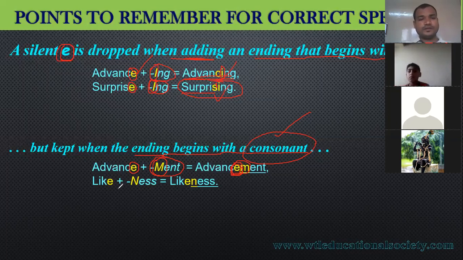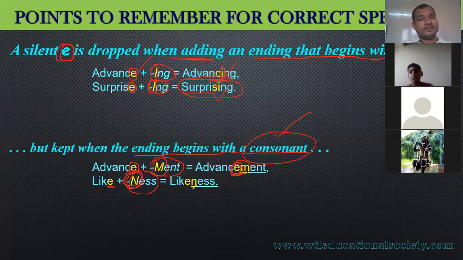Now the next example, like. We added an ending that started with a consonant, so the letter E is not dropped and it remained the same. Likeness. The letter E remained the same; we did not drop it. Got it?